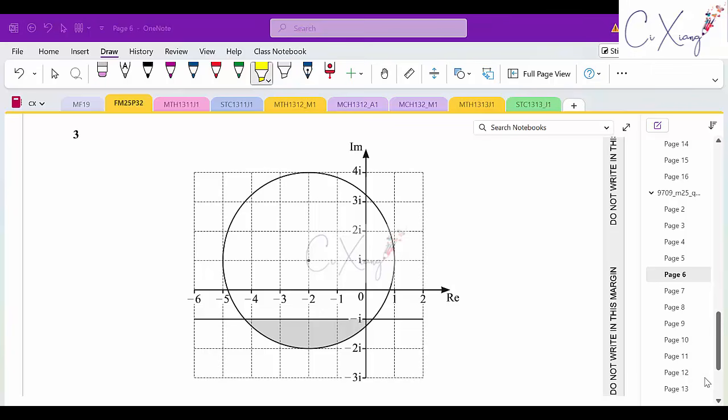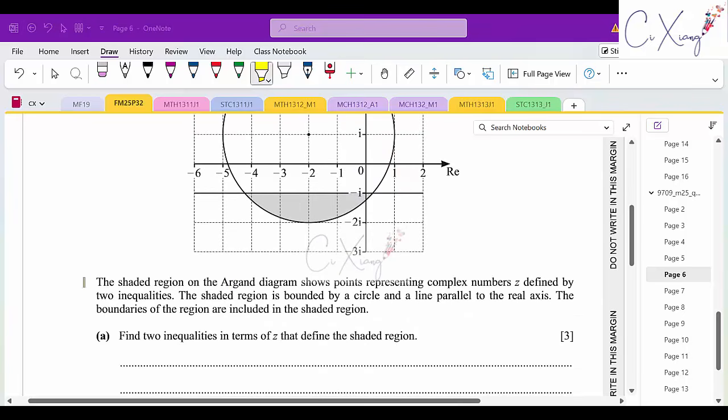So now we are at question number 3. We are given a diagram, and let's see what they want us to do. They said the shaded region in the Argand diagram shows points representing the complex number z defined by two inequalities. So the shaded region is bounded by a circle and also a line parallel to the real axis. The boundaries of the region are included in the shaded region. So part A, they want us to find two inequalities in terms of z that define the shaded region.